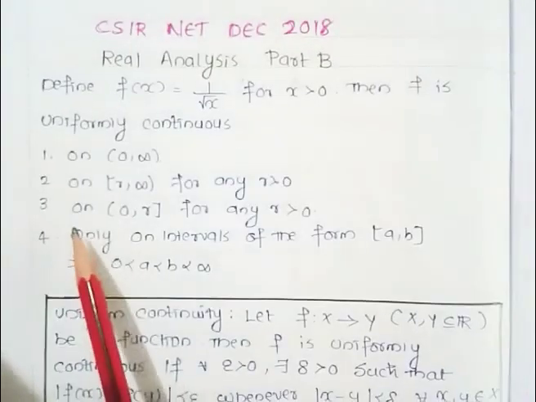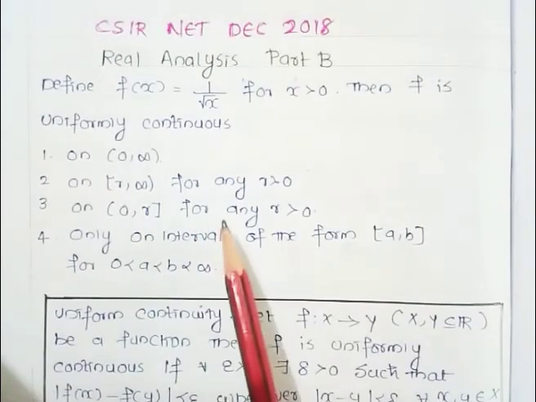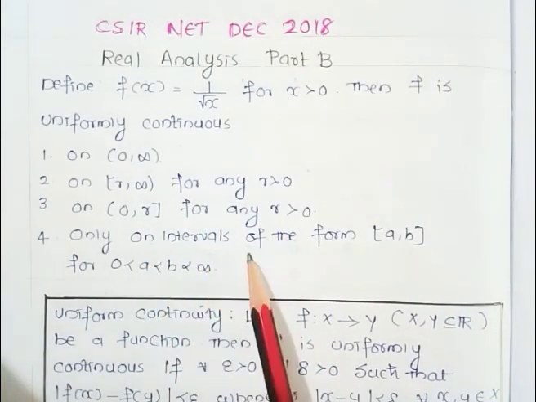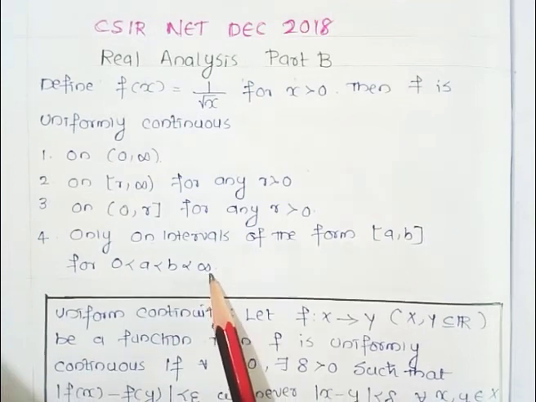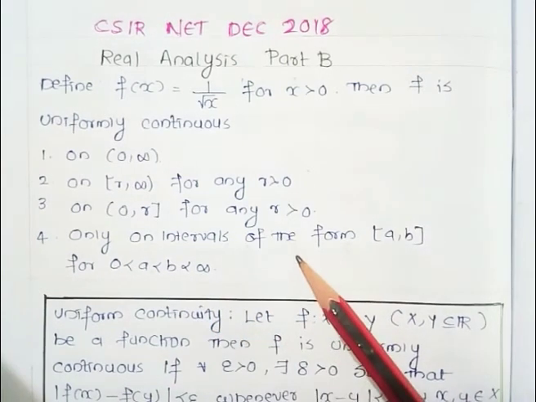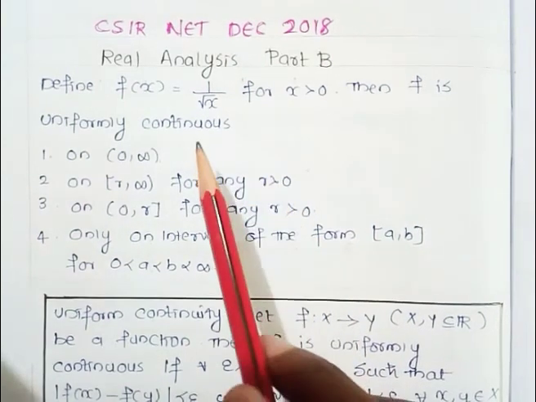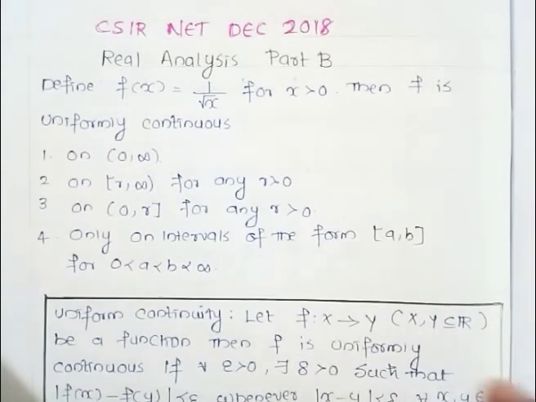And option 3: on the interval (0, r] for any r > 0, and option 4: only on the intervals of the form closed interval [a, b] for 0 < a < b < ∞. So in this question we want to find in which of these following intervals the given function f(x) = 1/√x for x > 0 is uniformly continuous.